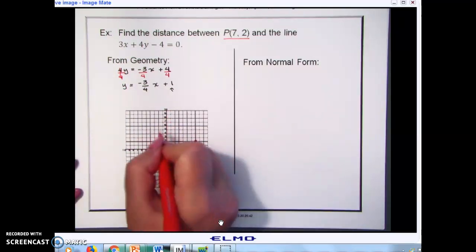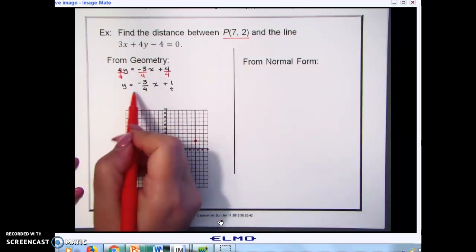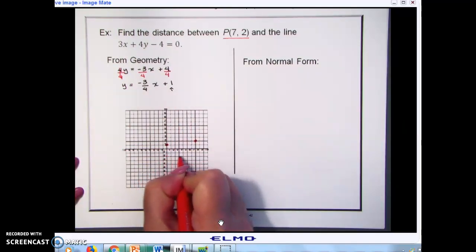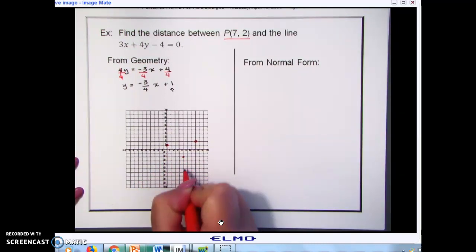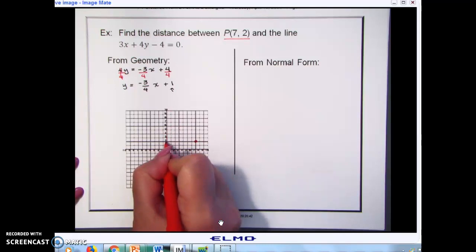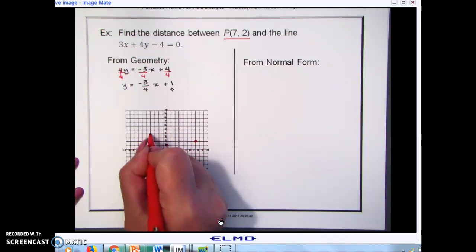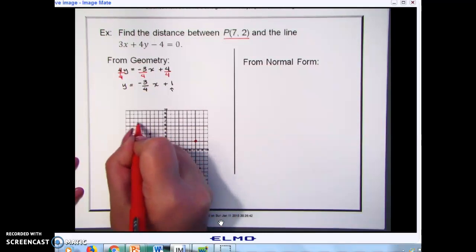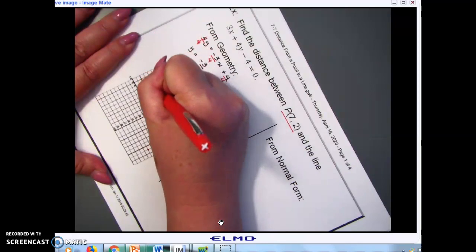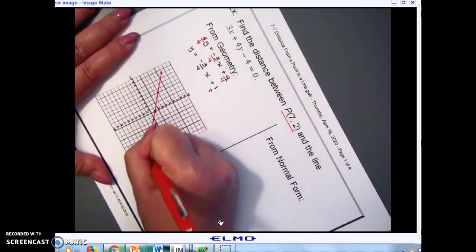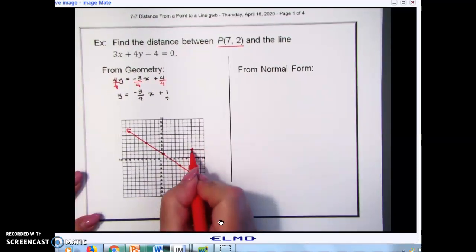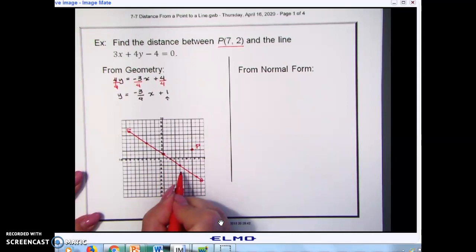Let me do this in red so you can see it better. And we have the slope of negative 3/4. So we would go down 1, 2, 3, and to the right 1, 2, 3, 4. And we could do that multiple times. And then we could go in the reverse. We could go up 3 and to the left 4. So this is the line that we're trying to find the distance between this point P and this line here.